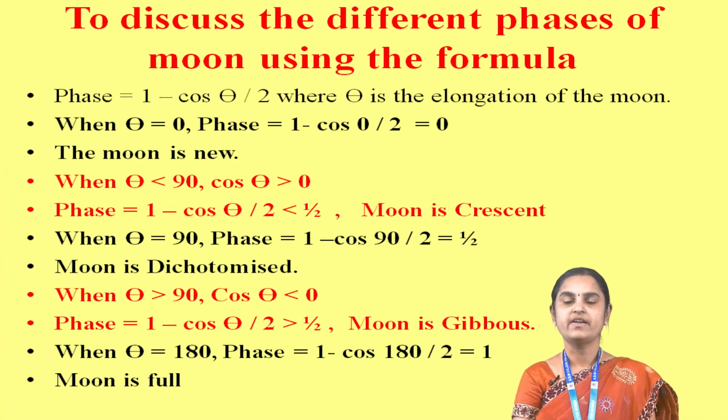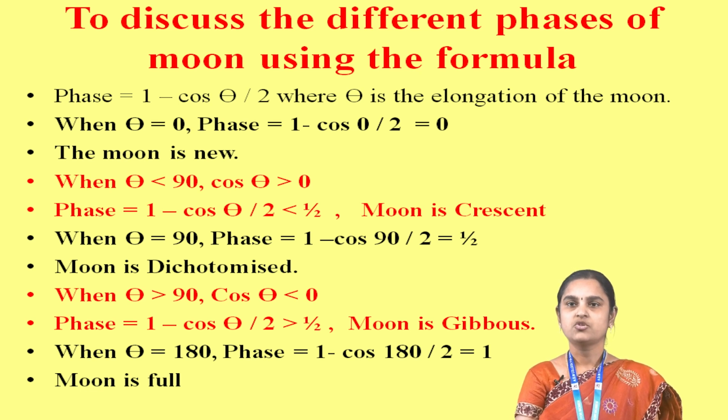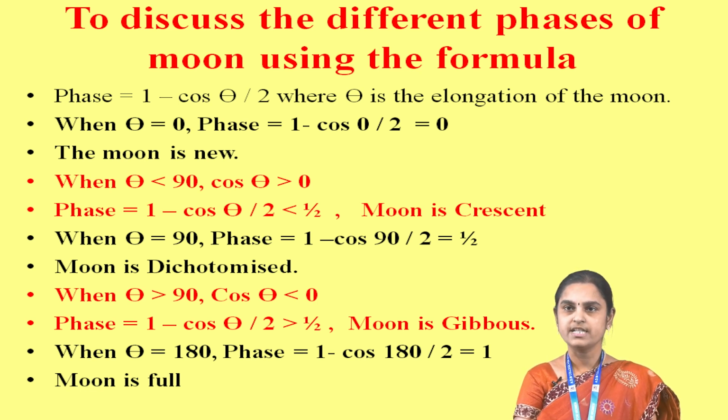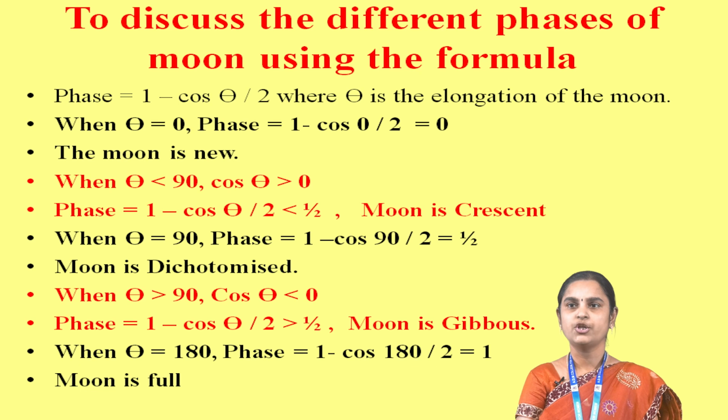Now to discuss the different phases of moon using the formula. Phase equals 1 minus cos theta by 2, where theta is the elongation of the moon. Now we give different values for theta. When theta equals 0, phase equals 1 minus cos 0 by 2, which is 0. So the moon is new, and we completely cannot see the moon.